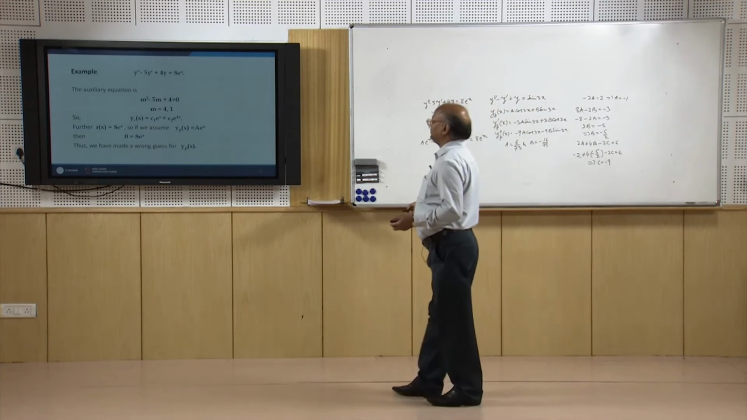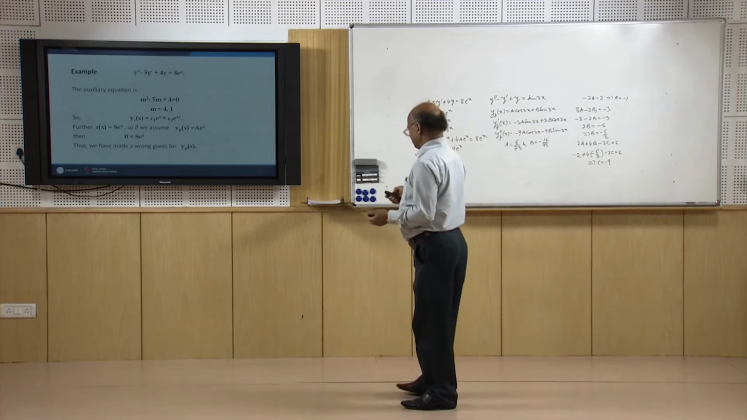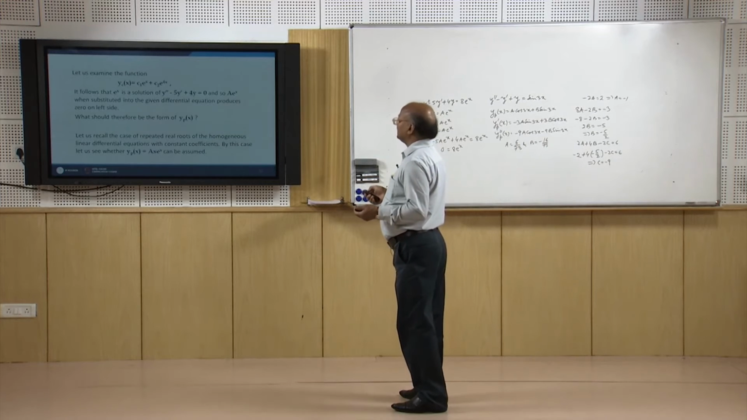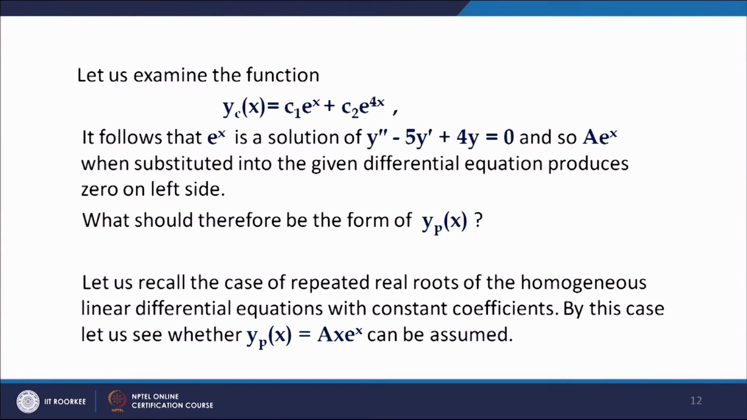So, thus we have made a wrong guess for y_p(x). So, what should be the form of y_p(x)? Now, let us look at the complementary function. The complementary function is c1 e to the power x plus c2 e to the power 4x, and therefore, e to the power x and e to the power 4x are both solutions of the associated homogeneous linear differential equation of second order, that is y double dash minus 5 y dash plus 4y equal to 0. And so, a e to the power x when substituted in the given differential equation produces 0 on the left hand side.